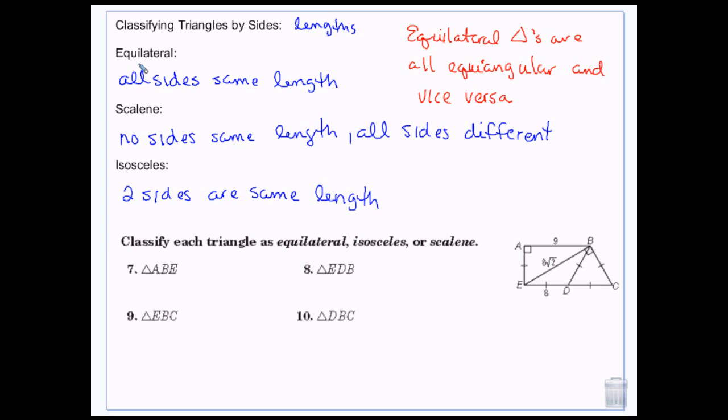scalene. The only thing you can't mix are the equilateral and equiangular, because there's no such thing as an equiangular scalene, because if you have all the same measure angles, you have all the same length sides. So those two can't mix. Everybody else can kind of mix around, but equilateral and equiangular are always stuck together. Does that make sense? Okay.